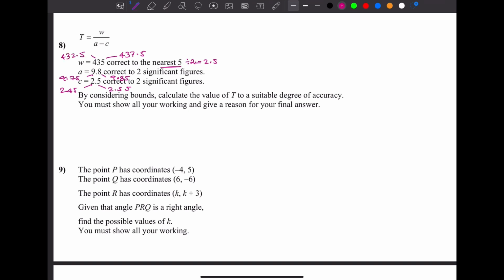By considering bounds, suitable degree of accuracy, okay, why not? Remember, there are two operations. There is a division and there is a subtraction here, so we've got to be very careful. If you want an upper bound in a division, you do upper divided by lower. However, because there is a takeaway, how do you get a lower bound when you take away? You do lower take away upper. That will give you a lower bound.